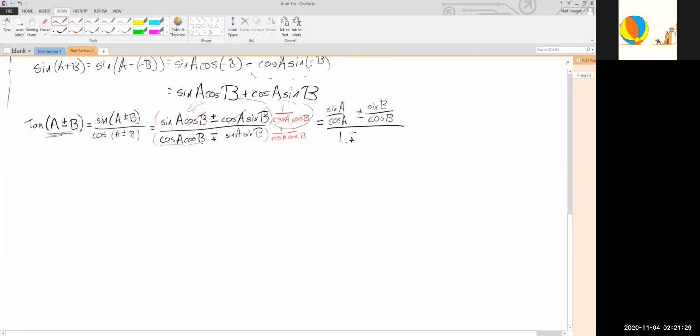Minus plus. Got to be careful about that. Sine A sine B over cosine A cosine B. We don't have to separate those, but you can see that's going to turn into tangents. So great, all those become tangents. So the tangent of A plus or minus the tangent of B, all over 1 minus plus the tangent of A times the tangent of B.